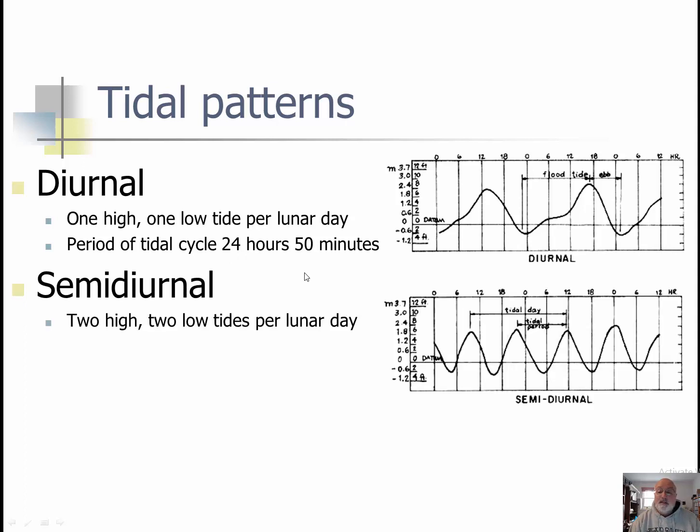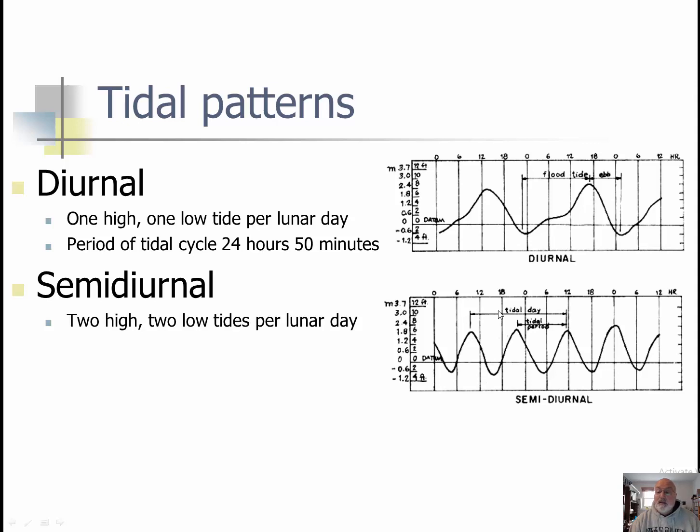Semi-diurnal, we get 2 high tides and 2 low tides every day. So you can see there's the 0, that's the 2 days, there are 2 highs, there are the 2 lows. Tidal period is the high to low, and tidal day is the 24 hours 50 minutes.